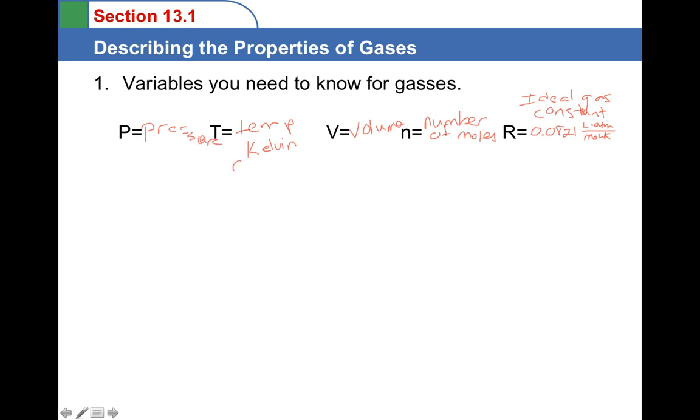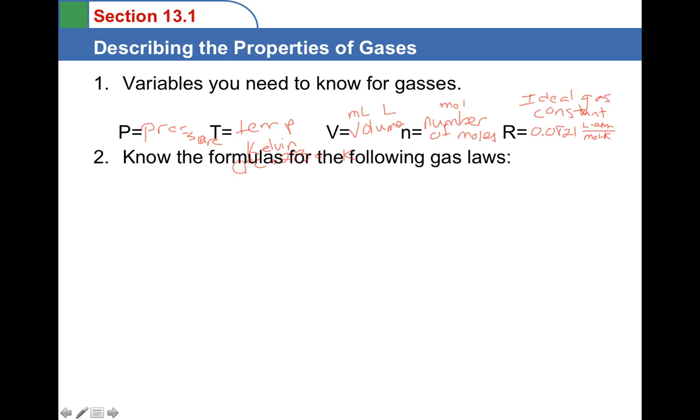If you want to convert degrees Celsius, like 0 degrees Celsius, to kelvins, you just add 273 to it, and that gives you your kelvins. Okay? For volume, units of volume are going to be most commonly the milliliter or the liter. And the unit for moles is MOL for mole.